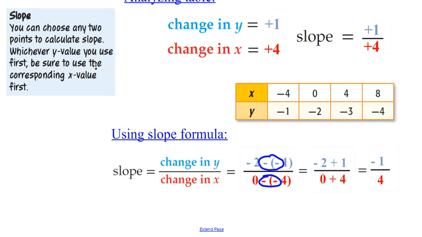And one of the points over here on the left that I want to make sure you understand as well: you can choose any two points to calculate the slope. We've been choosing the first two, but you can choose any two points in the whole table. And make sure whatever points you use, if you start with this y value, you start with that x value in the denominator.